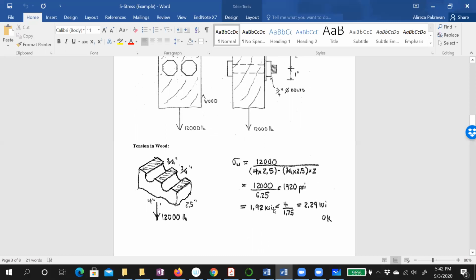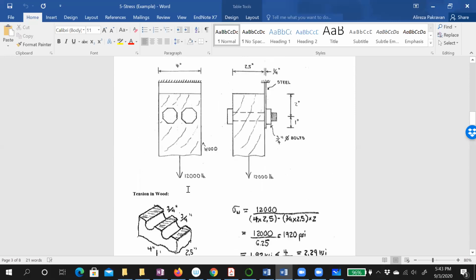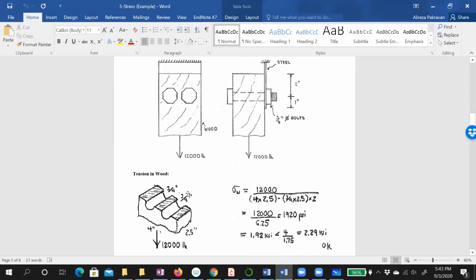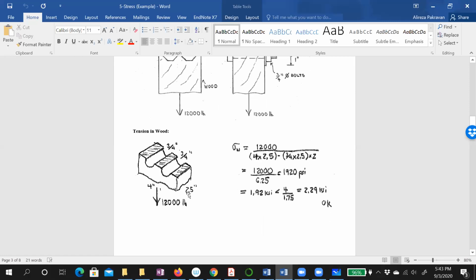Let's compare with the allowable stress. The sigma ultimate for the wood is given as 4, divided by the factor of safety 1.75, which is 2.29, and that's fine, right? 1.92 is less than 2.29. So that's tension in the steel and wood, which means the tension stress is satisfied. So there is no safety issue just for the tension.